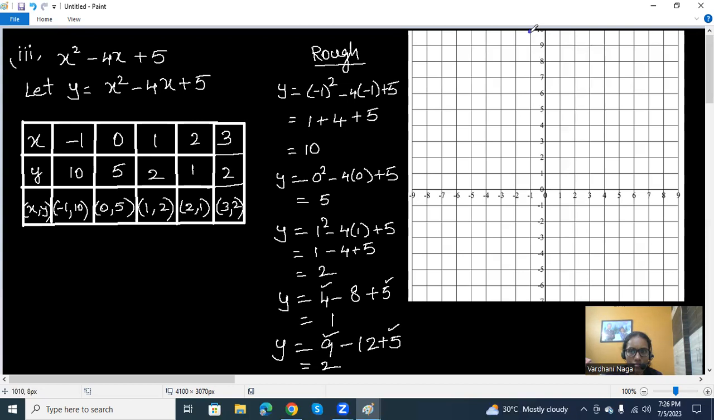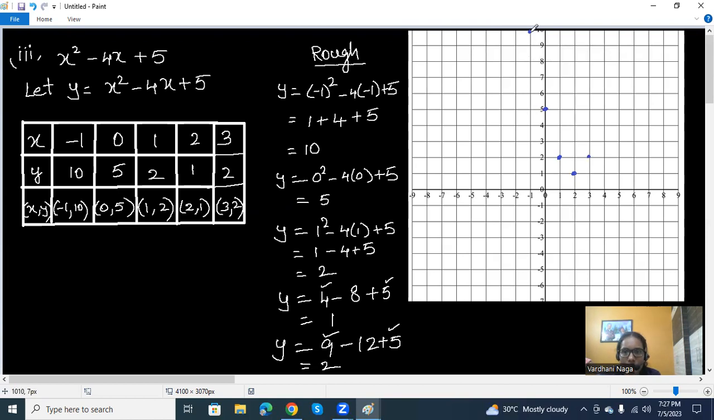So here 10. Next, 0 on x-axis, 5 on y-axis. This is the ordered pair. Next, 1 comma 2. 1 on x-axis, 2 on y-axis. Next, 2 comma 1. 2 on x-axis, 1 on y-axis. 3 comma 2, right? So 3 on x-axis and 2 on y-axis.